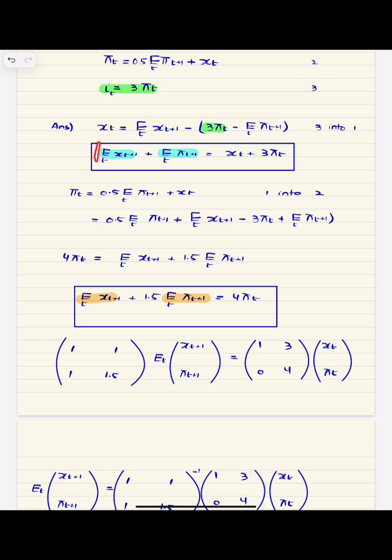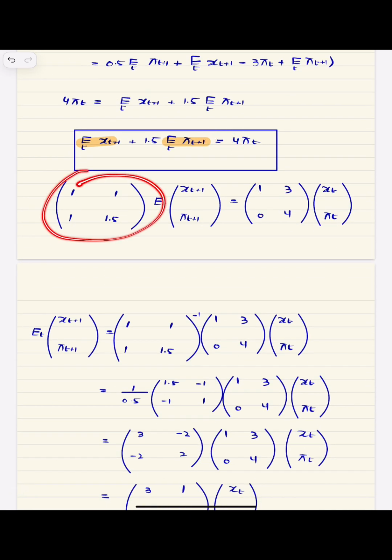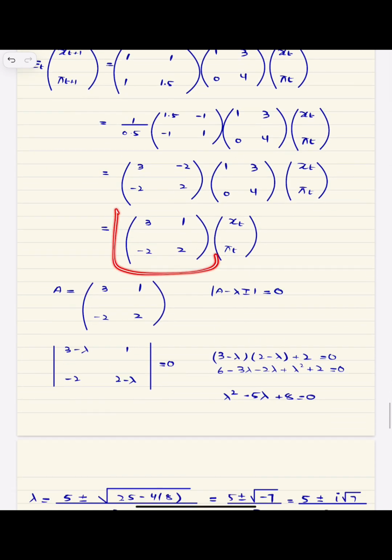The coefficients are 1, 1, 1, 1.5. And for the expected value of these variables, we have 1, 3, 0, 4. Then I take the inverse of this matrix and multiply it through, and this is the matrix A that I end up with. This is my main matrix of concern, and I want to find the eigenvalues of this matrix.